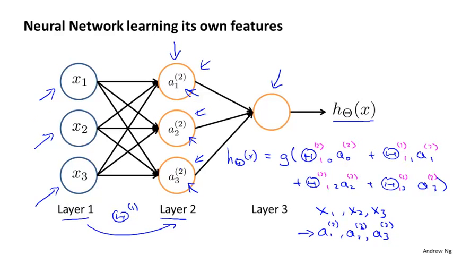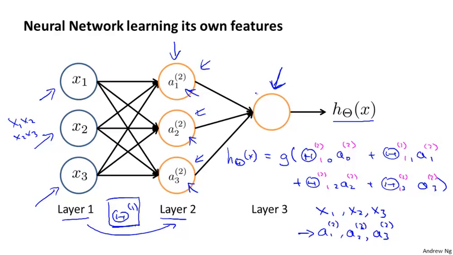And as you can imagine, depending on what parameters it chooses for theta 1, you can learn some pretty interesting and complex features, and therefore you can end up with a better hypothesis than if you were constrained to use the raw features x1, x2, x3, or if you were constrained to, say, choose the polynomial terms, x1, x2, x2, x3, and so on. But instead, this algorithm has the flexibility to try to learn whatever features it wants, using these a1, a2, a3 in order to feed into this final unit that's essentially a logistic regression unit.